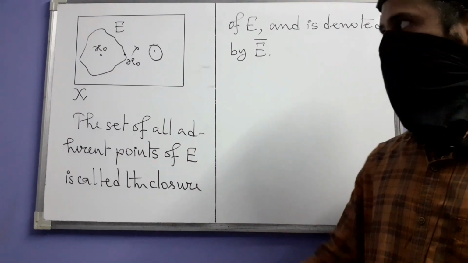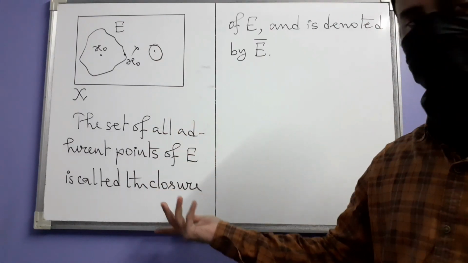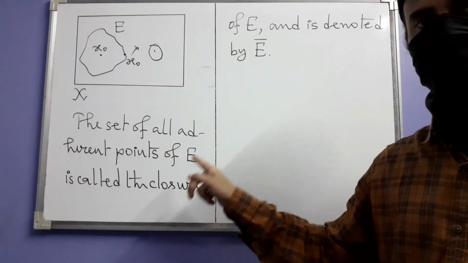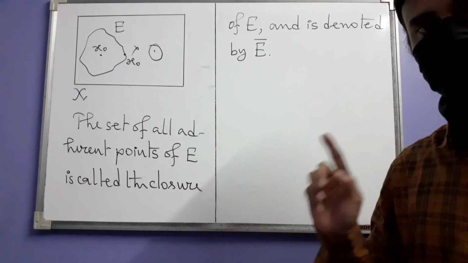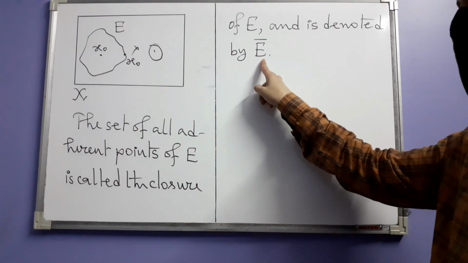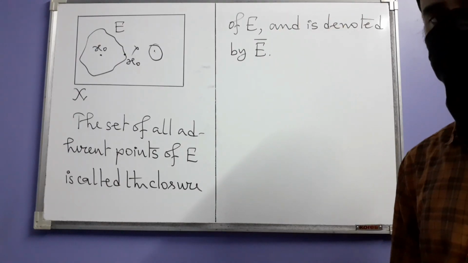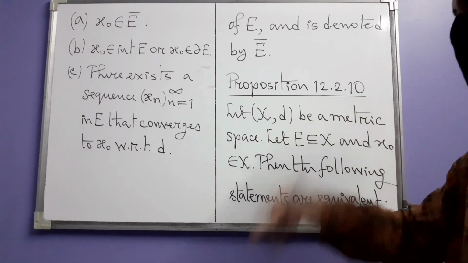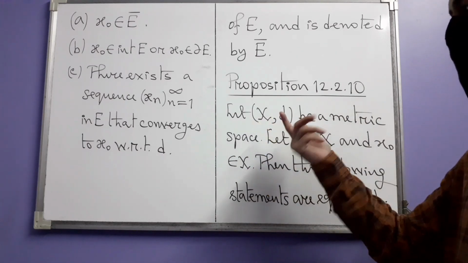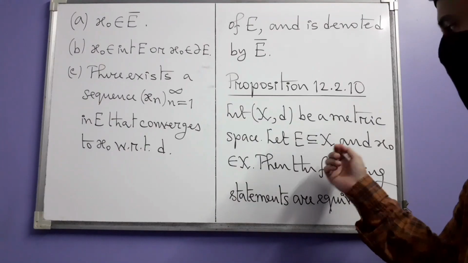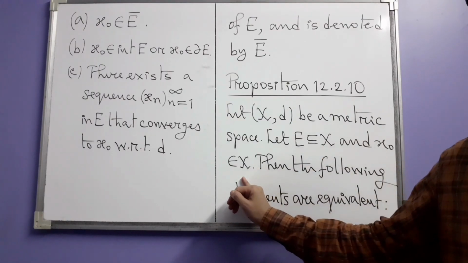Now before we can see that relation, let's complete the definition. The set of all adherent points of E is called the closure of E, and we denote the closure of E by this notation, E bar. And next, here is the proposition linking those things. Again, let (X, d) be a metric space in which E is a subset and x0 is a point.